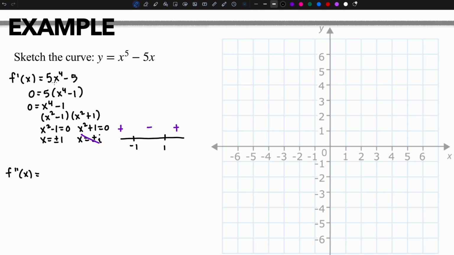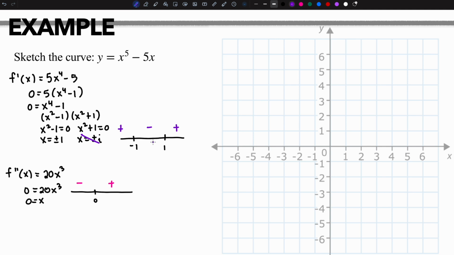So if I take the second derivative, I will get 20x to the third, and that's it, because the derivative of 5 is 0. If I set that equal to 0, that means x will equal 0. So if I do the number line, and I plug in a positive number, I will get a positive, and if I plug in a negative number, I will get a negative. So it looks like it is concave down before 0, and then at 0, it turns and becomes concave up.